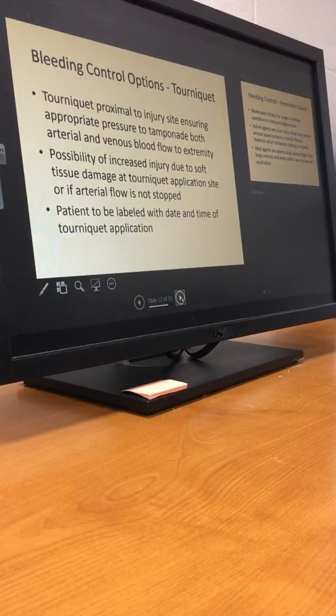Bleeding control options. This can apply in any of those previous injury types that we discussed. Tourniquets to start with. A tourniquet proximal to the injury site. You want to ensure that appropriate pressure is provided to tamponade both the arterial and venous blood flow to the extremity. There is a possibility of increased injury due to soft tissue damage at the tourniquet site, or if arterial flow is not stopped but venous blood flow is, it could cause an increase in actual blood loss. The patient should be labeled with the date and the time of the tourniquet application for the next provider to reference.